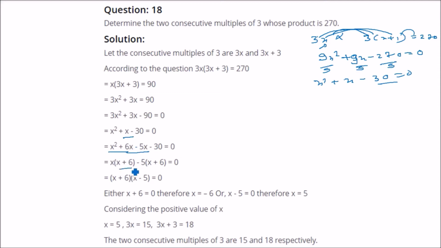Take x common from here, x plus 6 will remain. Take minus 5 common from here, x plus 6 will remain. So what do you get? x minus 5 and x plus 6.